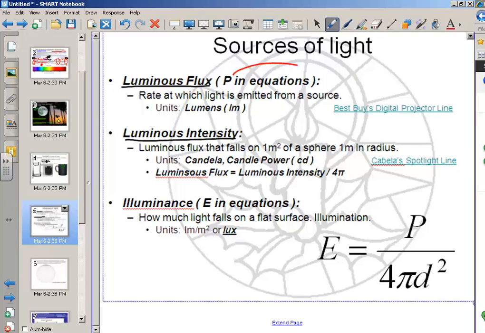So if you look down here, you'll see this is P. This is in lumens. Down below, luminous intensity. That's the luminous flux that falls on a square meter of a sphere that is 1 meter in radius. Its units are candela. Now, let me show you exactly what I mean by that. Illuminance, the letter E, that's this guy. But the relationship between luminous flux and luminous intensity, let me talk about how they are related.